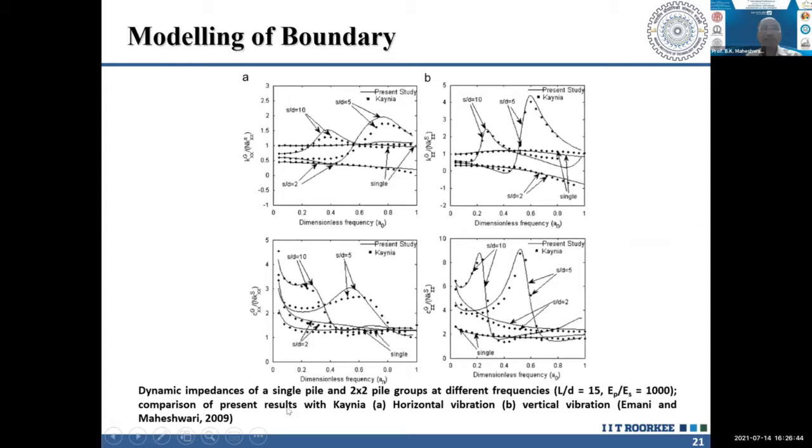This is, as I mentioned, a 2009 publication. You could see that this has been done for a single pile and for a 2x2 pile group, with spacing S by D equal to 2, 5, and 10. This is for dynamic stiffness. The first case is for horizontal vibration, and the second is for vertical vibration. This is the real part and the imaginary part.